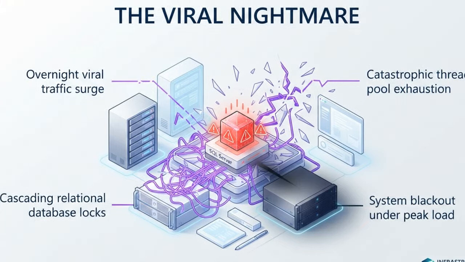Why do traditional systems fail so spectacularly? Because synchronous request-response loops create tight coupling. Every single scroll, like, and share forces the web server to wait for a database write lock before returning a response. At scale, this architecture acts like a massive gridlock on a narrow highway.